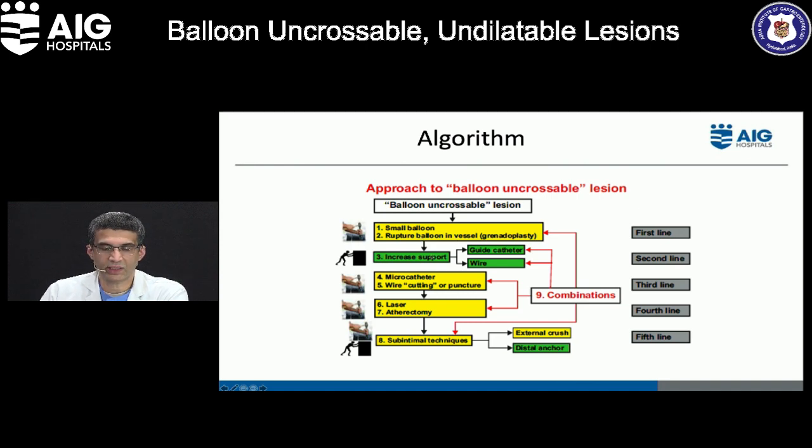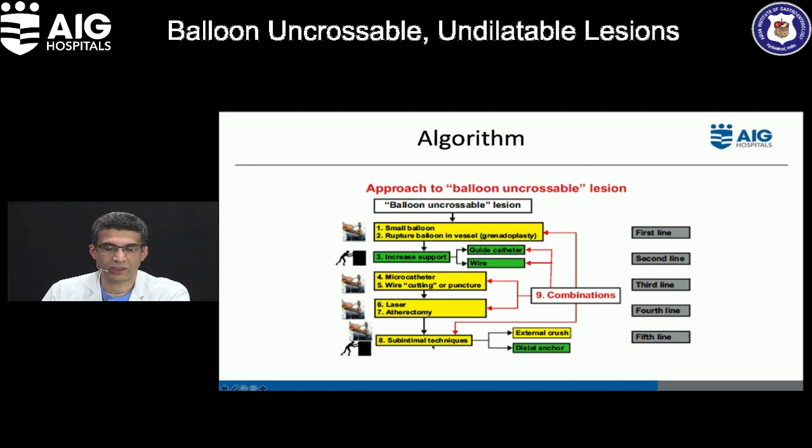Then we try to increase the support, either at the access level, the guide catheter level, or the wire level. If we still have a problem, we try to take help of a microcatheter or use some cutting or puncture techniques. Of course, we have laser and atherectomy, which come to our rescue when nothing else works. And finally, the subintimal techniques, which we hardly use in a patient with an open vessel, though commonly used in chronic total occlusion. This is not something we use in daily practice. Over the next few slides, we'll look at some of the common practices we go ahead with.